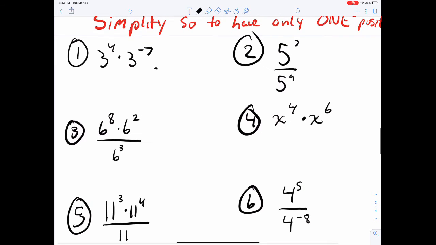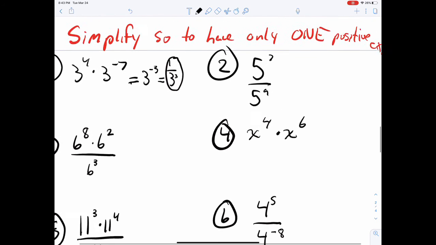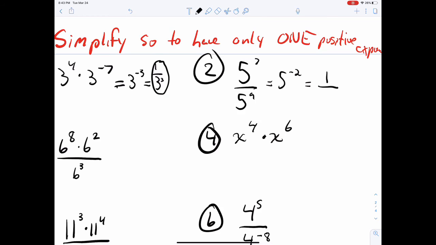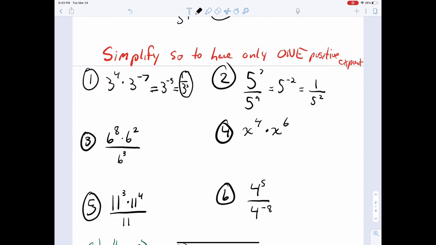Okay, so this one here, we're going to add up the exponents. So 4 plus negative 7 using the product rule will give us 3 to the negative 3. But then we're going to have to use the negative exponent rule. So that's going to be 1 over 3 cubed to get a positive exponent. This one, we'll do 7 minus 9, so that's 5 to the negative 2. Not a positive exponent, so we'll bring it down to the bottom. We'll get 5 squared.